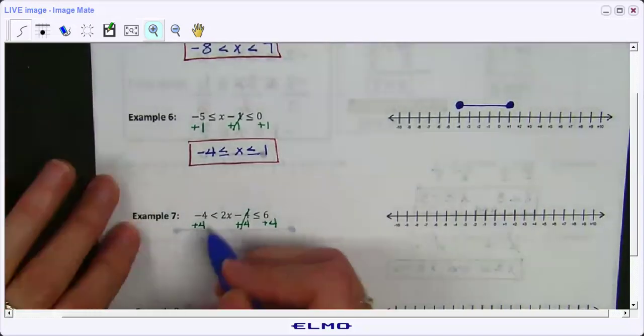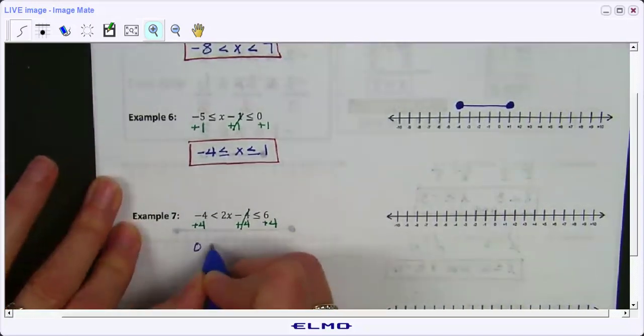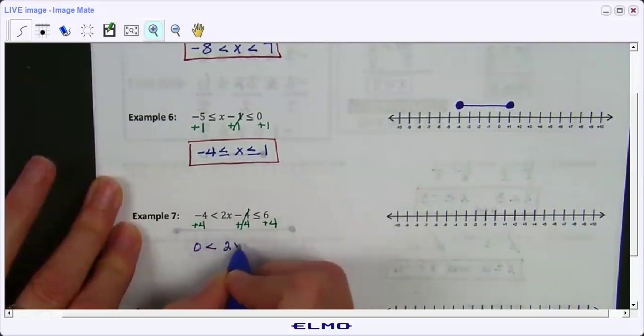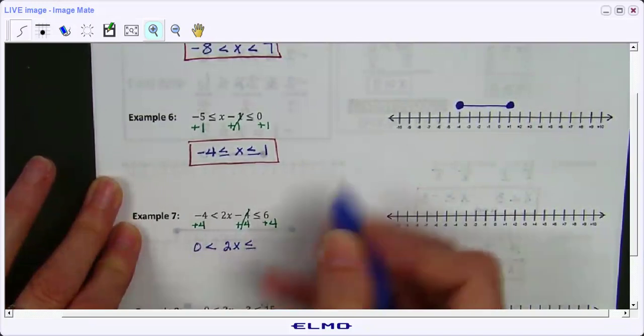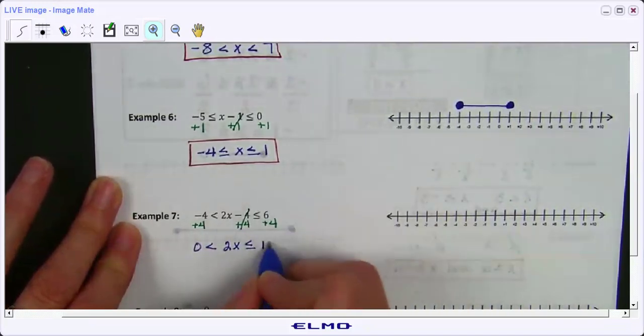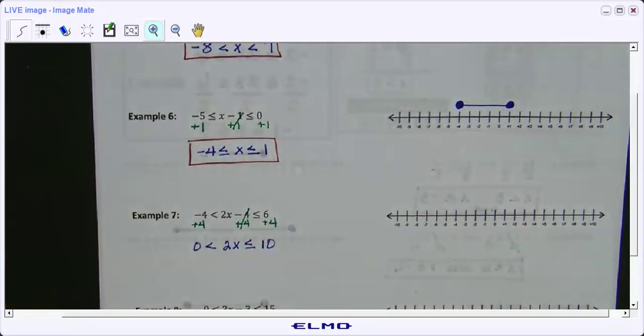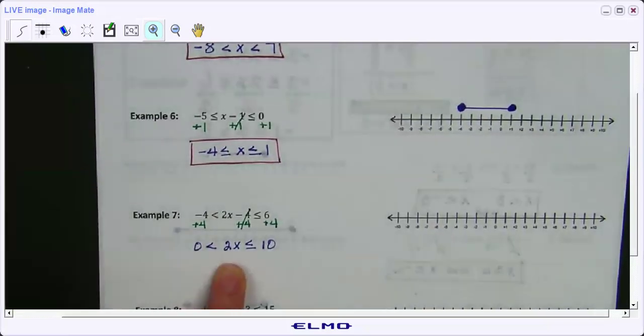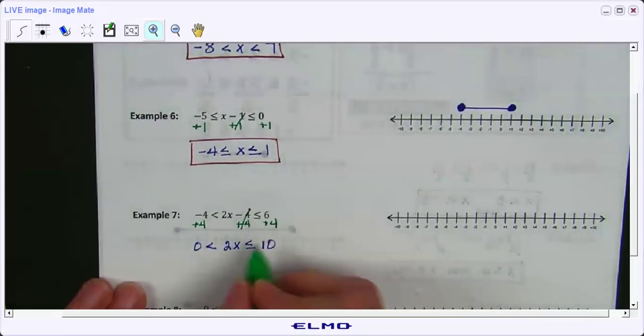So -4 plus 4 is 0. The less than symbol, then we have 2x still left in the middle, less than or equal to 10. So that was our first step. Now our second step is to continue to isolate the x by doing the inverse operation of multiplication, and we are going to divide everything by 2.